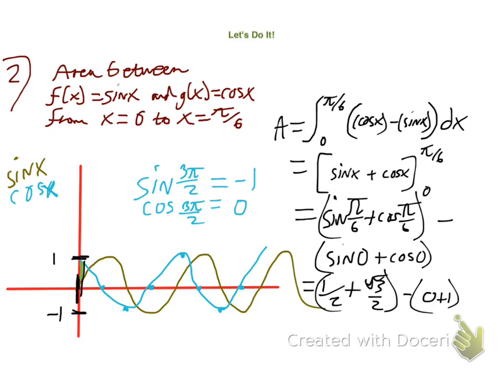And what does that simplify to? Negative 1 plus square root of 3 over 2, or 0.366 if you want a decimal. Okay, and this is your answer.